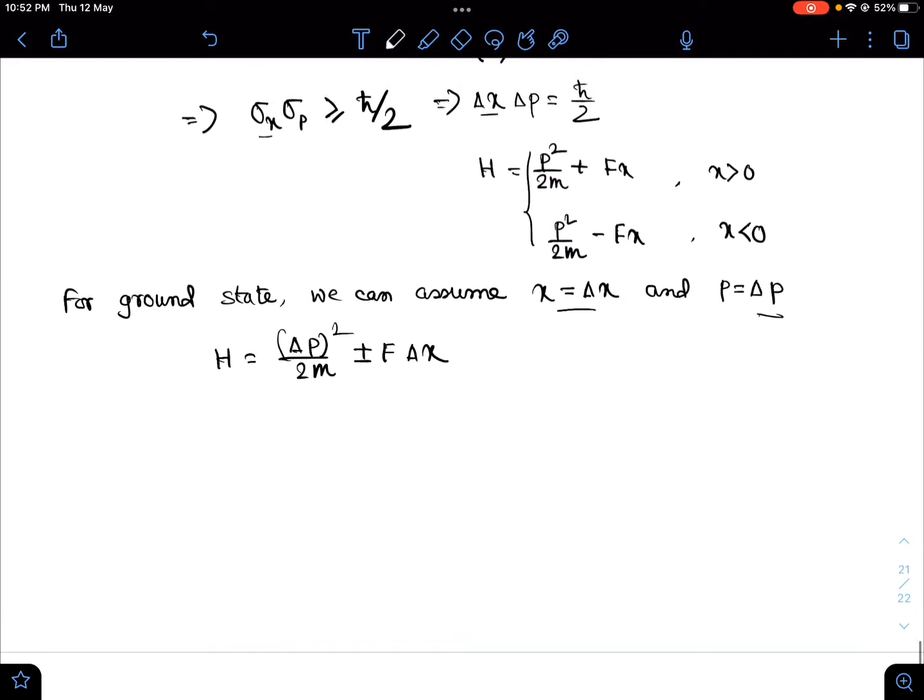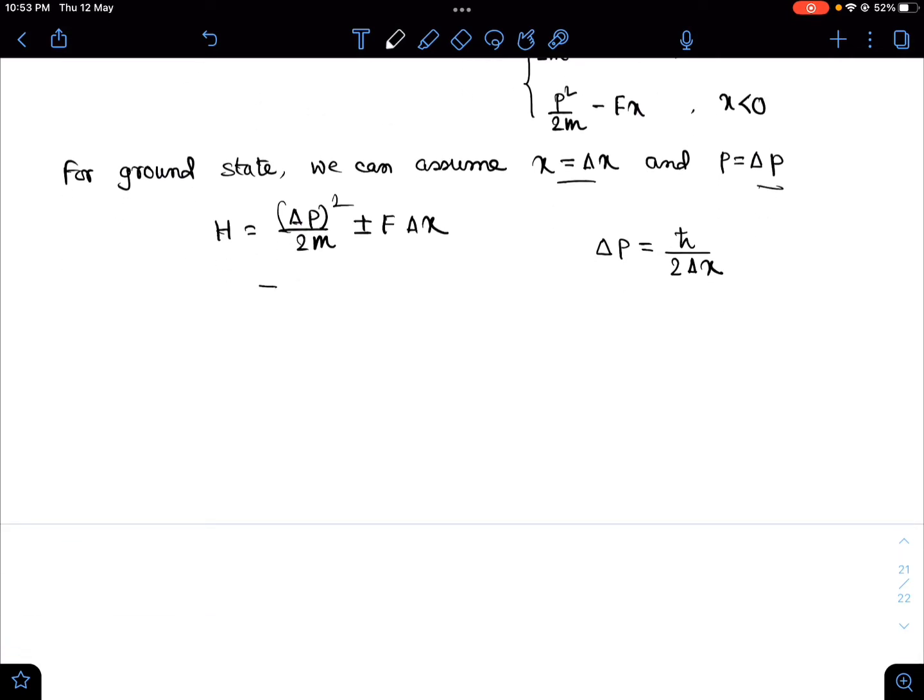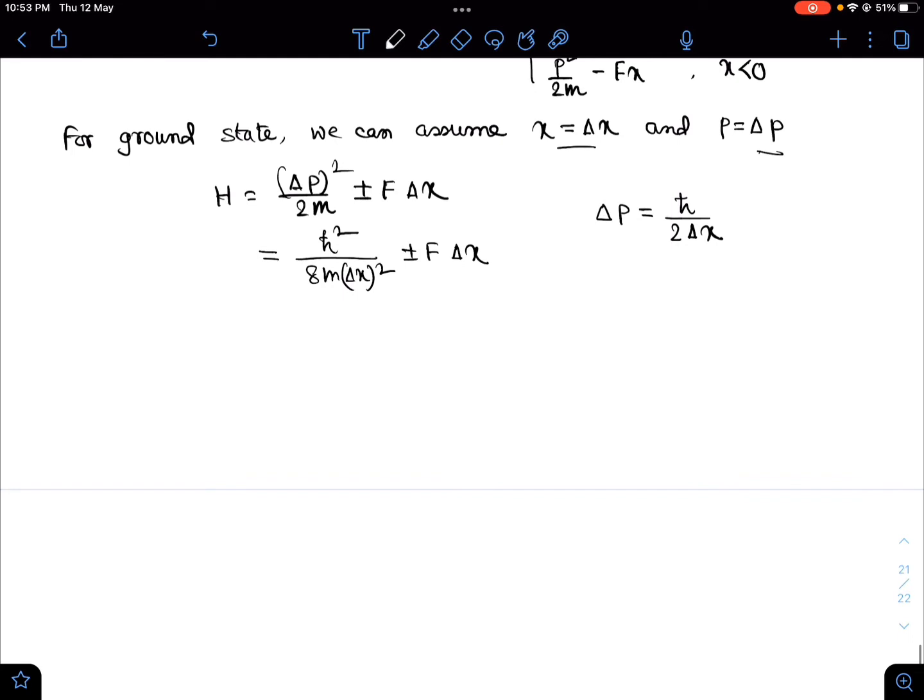Now we can substitute from this relation delta p or delta x. Let us substitute delta p. Delta p is equal to h cut by 2 delta x. If we substitute this, then we will have the Hamiltonian of this form: h cut squared by 8m delta x squared, plus or minus F of delta x. For the energy to be minimum, the variation of H with respect to delta x should be 0.